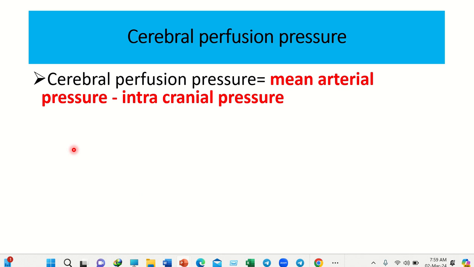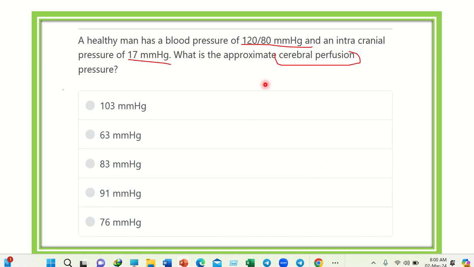It is the pressure required to maintain the normal blood circulation in the brain. So here we can see the cerebral perfusion pressure. It is the mean arterial pressure minus intracranial pressure. So first of all, we have to find out the mean arterial pressure, then subtract the intracranial pressure from the mean arterial pressure. Here the intracranial pressure is 17.